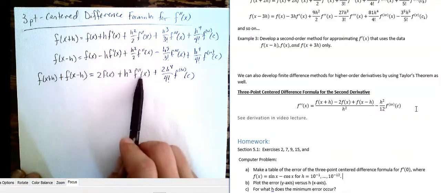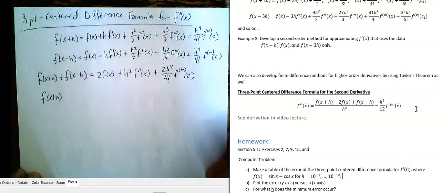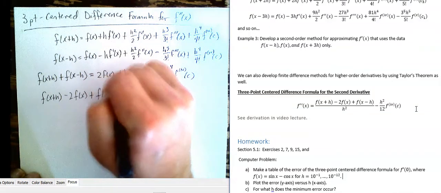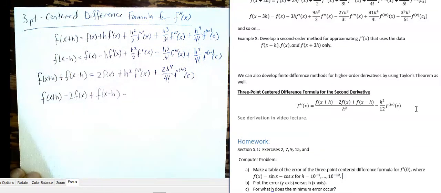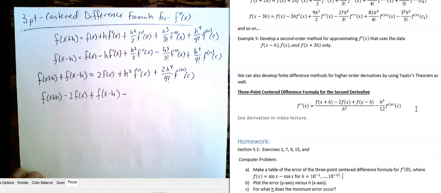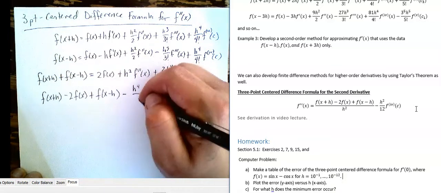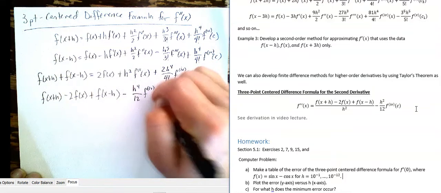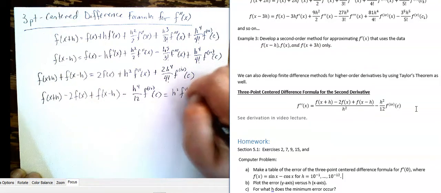So we want to get f double prime by itself, so let's take these two terms over. So we get f of x plus h minus 2 f of x plus f of x minus h minus our error term. And what is 2 over 4 factorial? Let's look at that. Well, what's 4 factorial? 24. 2 over 24 is 1/12. So h to the 4th over 12, f quadruple prime c equals h squared f double prime.